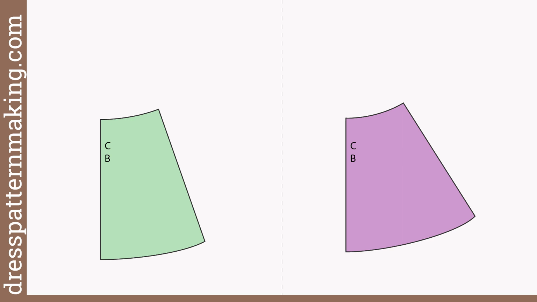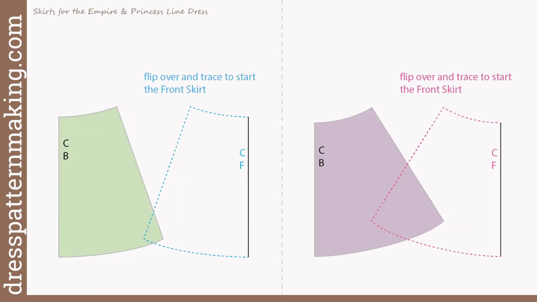We will first create the center front from the center back, then place some notches on both skirts to finish them off. Flip the back skirt over and trace it onto some fresh paper. Note that the center front line, which is marked with a black line, is only temporarily the center front line. It will be redrawn in the next step.